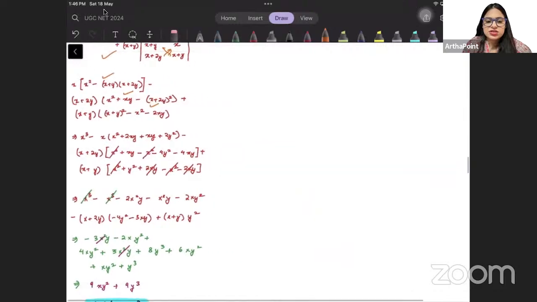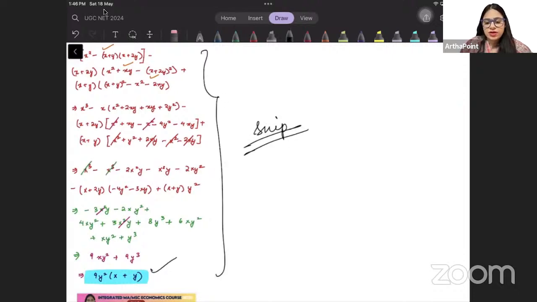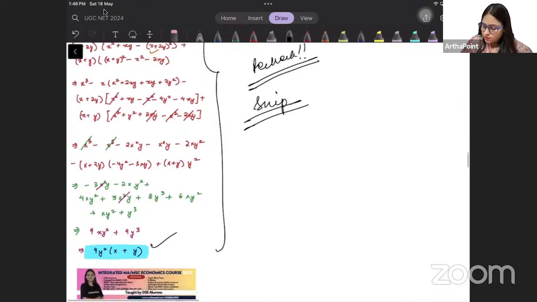So when I tried to find the determinant of this matrix, I will just show you. The determinant is coming out as 9y square into x plus y. Please, you can just take a snip of this, right? To recheck your answer. Just take a snip of this. So the determinant is coming out as 9y square into x plus y, and that will be the determinant. So very simple question. It was just asking you to go ahead and find the determinant of the matrix.